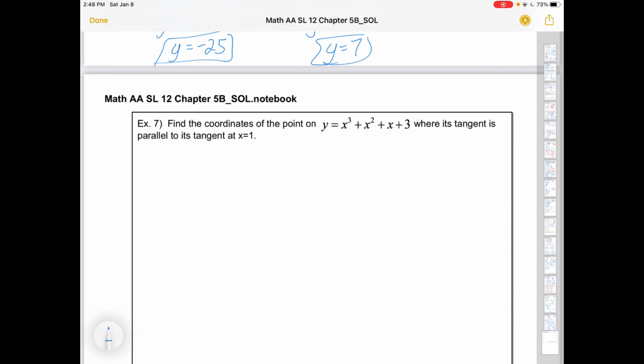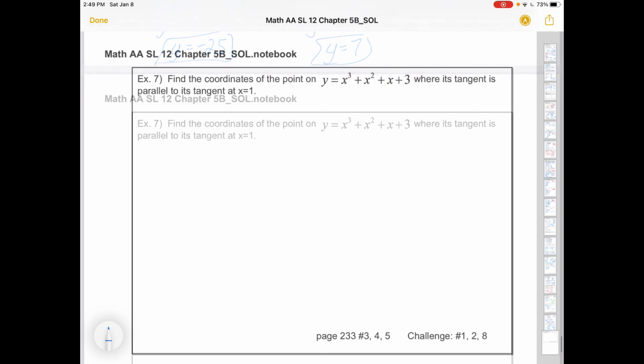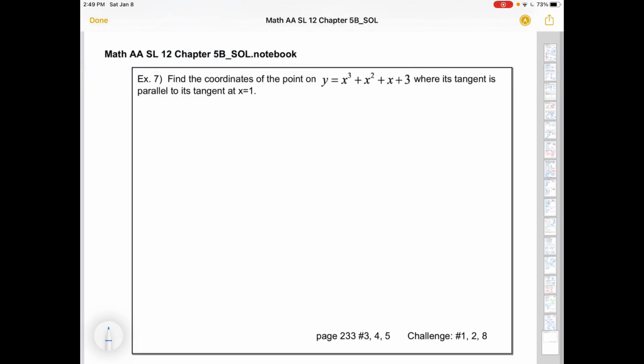And the last sneaky one, though I mean there are infinitely many sneaky brands of these types of questions. Find the coordinates of the point on this where its tangent is parallel to its tangent at x equals 1. Oh my gosh, we know very little here. We know something about x equals 1, and we need to know something about slope, so let's see.